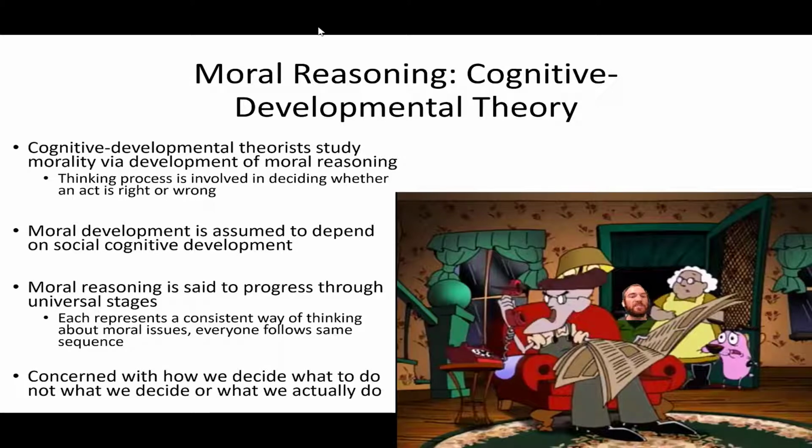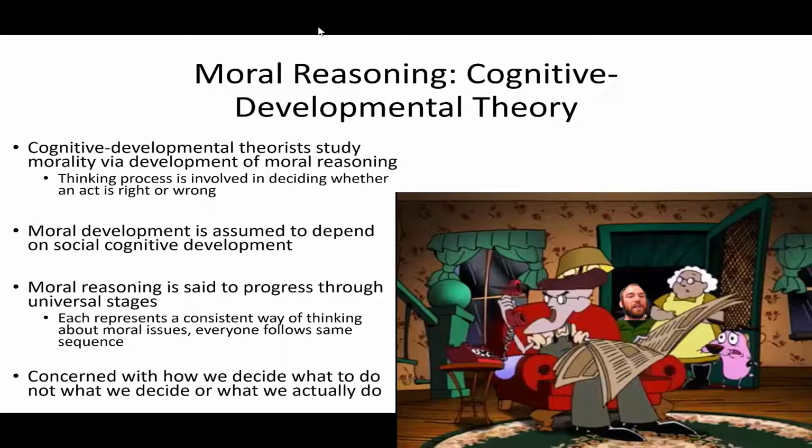Thinking process is involved in deciding whether an act is right or wrong. Moral development is assumed to depend on social cognitive development. Moral reasoning is said to progress through universal stages. Each represents a consistent way of thinking about moral issues. Everyone follows the same sequence. Concerns with how we decide what to do, not what we decide or what we actually do.